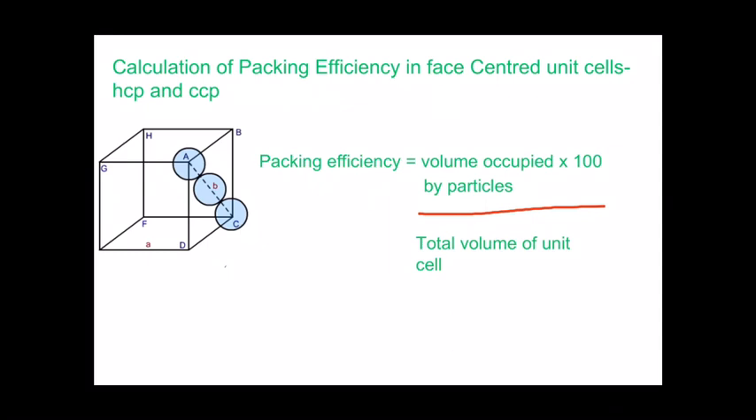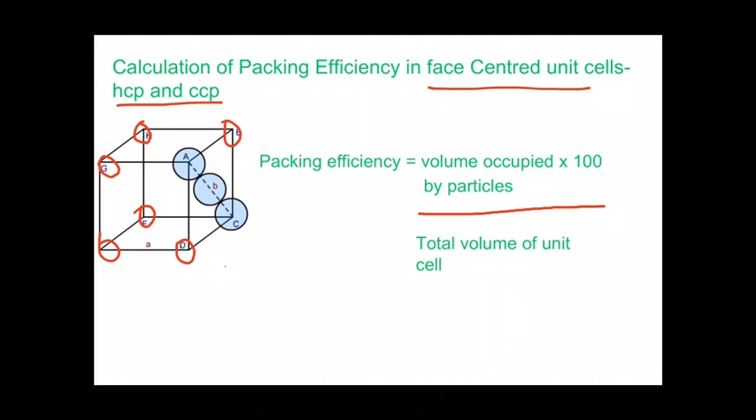Let us first calculate the packing efficiency in face-centered unit cells. As we had discussed earlier, the HCP and CCP close packings have face-centered unit cells. That is, constituent particles are at the corners as well as at the center of all the faces. For convenience, we have taken only a single face ABCD and the particles at the corners A and C, and the center of the face is filled by another particle. Now, how to calculate the packing efficiency? The formula is volume occupied by particles divided by total volume of unit cell, into 100. That is, we are calculating it in percentage.